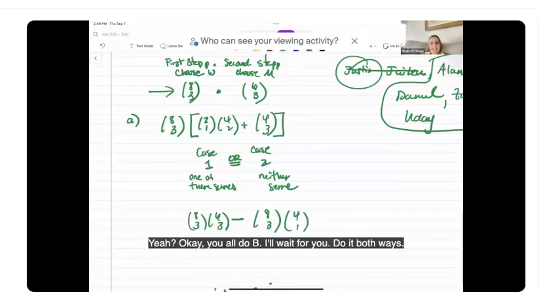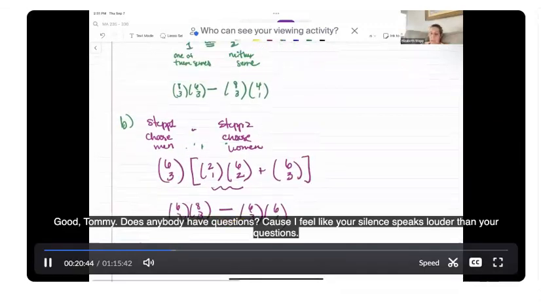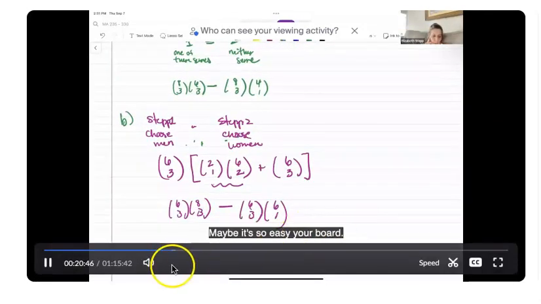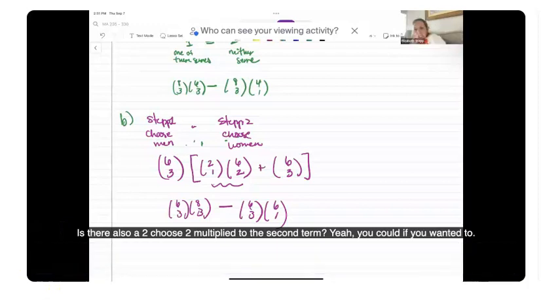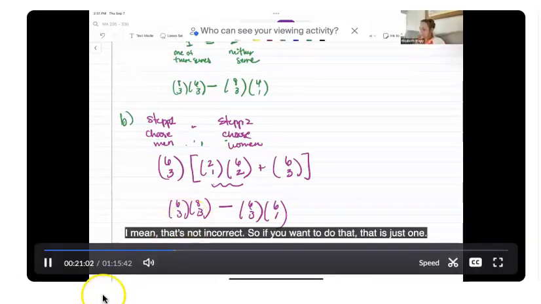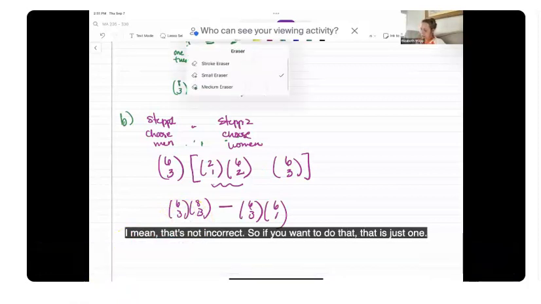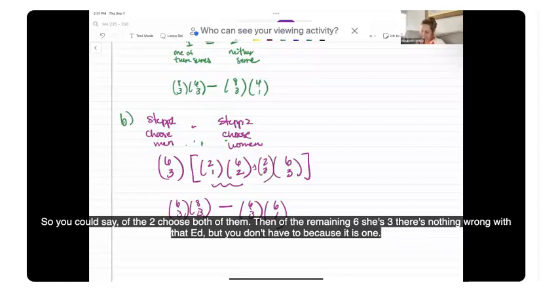Yeah? Maybe it's so easy you're bored. Is there also a 2 choose 2 multiplied to the second term? Yeah, you could if you wanted to. I mean, that's not incorrect. So if you want to do that, that is just 1. So you could say of the 2, choose both of them. Then of the remaining 6, choose 3. There's nothing wrong with that, Ed. But you don't have to, because it is 1.